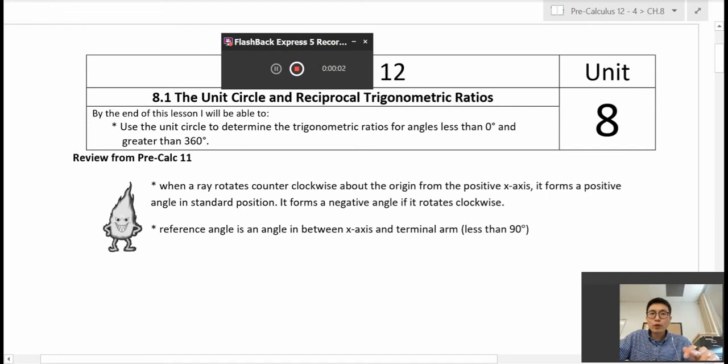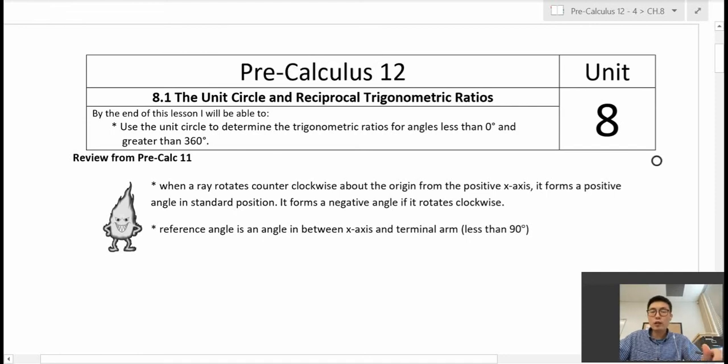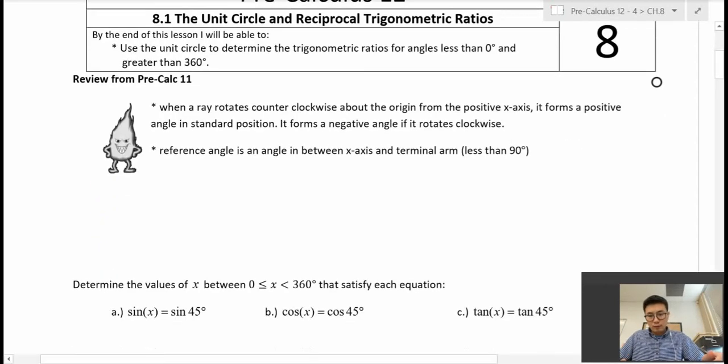All right, welcome back to Unit 8. We are going to start the trigonometry unit, and we're going to start with a review from what we did in pre-calc 11. Hopefully this is not too difficult for you, but it's mostly review with a couple of things that are new. Okay, so let's take a look.